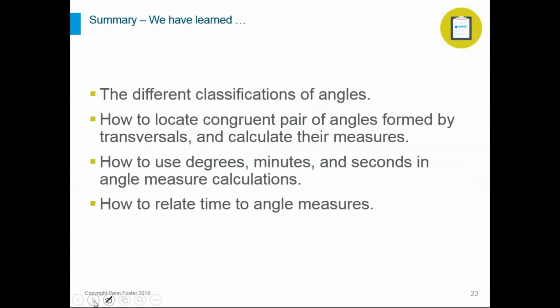That is it for my math part of the webinar. We did go through lots of topics in this unit. We did look at complementary and supplementary angles. We did look at the different angle pairs forming from a transversal cutting through two parallel lines. We did have lots of practice with that. We also did calculations with degrees, minutes, and seconds, and we did relate time with angle measure.